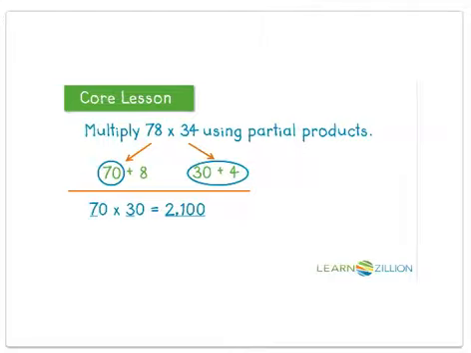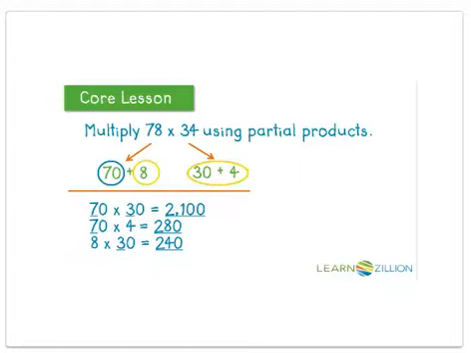Now we'll multiply 70 times the 4 in 34. 70 times 4 is 280. Again, I know that 7 times 4 is 28, but we need to make that number 10 times bigger to become 280. We'll move on to the 8 and multiply the 8 times each digit in 34. So we have 8 times 30, which is 240, and 8 times 4 becomes 32.